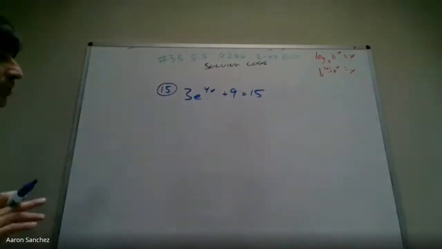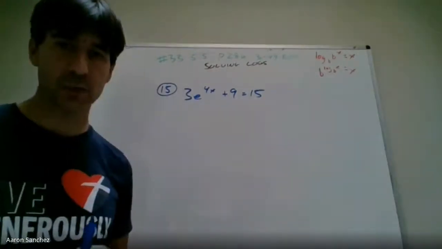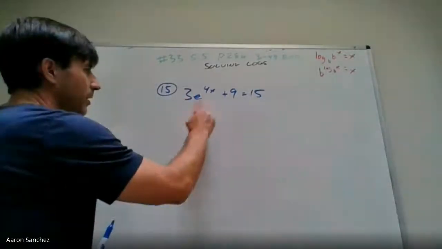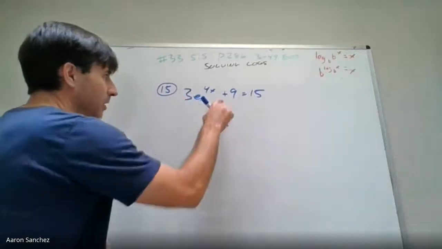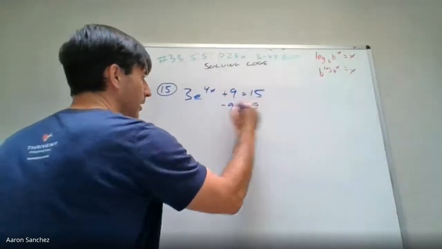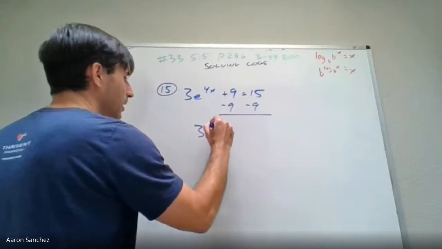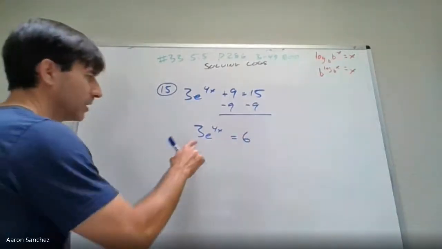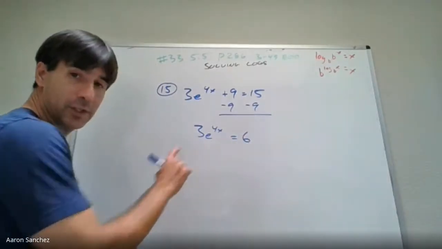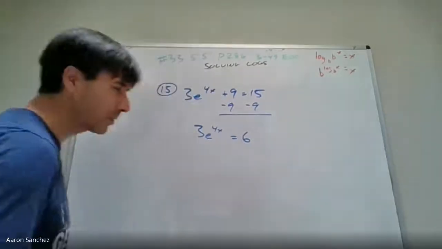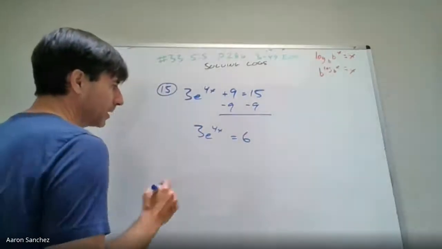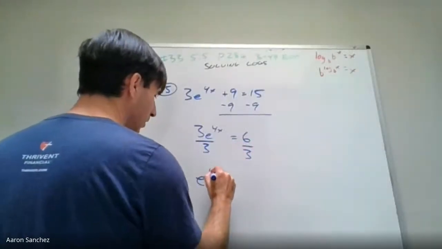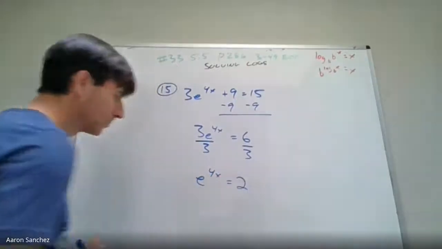Okay, the first thing we want to do is get e by itself. So I get rid of the 9 and the 3. Take away 9 from both sides: 3e^(4x) equals 15 minus 9, which is 6. Now I get rid of the 3 to get the e by itself. What do I do to get rid of the 3? Taylor, how do I get rid of the 3? I'm going to divide by 3. Yes, very good, Taylor. Strong work. So e^(4x) equals 2.